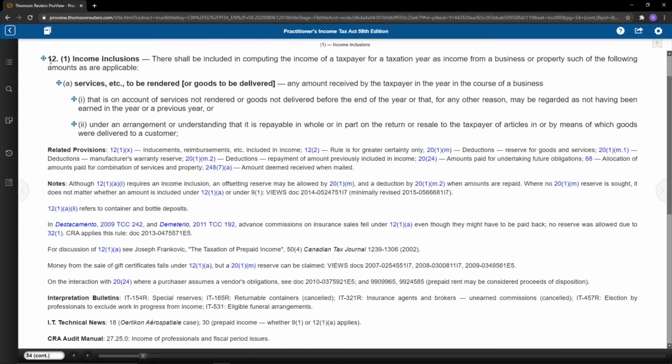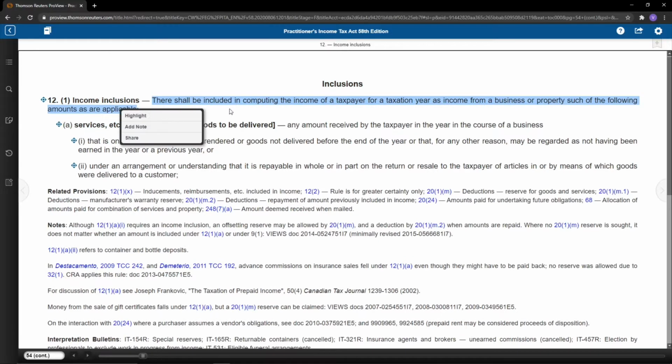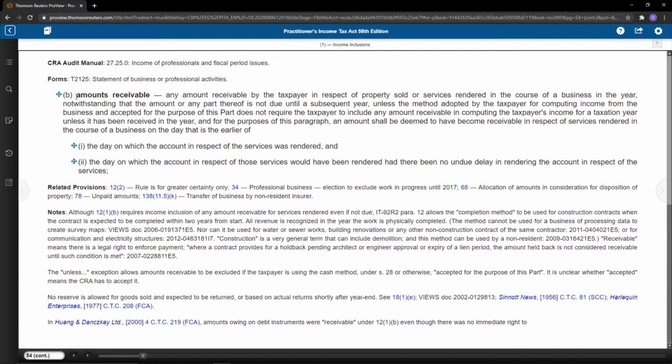Let's go on to subdivision B, section 12, subsection 1, income inclusions. There shall be included in computing income, the following amounts as are applicable. If we go to paragraph B, we get to amounts receivable, any amount receivable. So there are a lot of things a business needs to include, including amounts receivable. This implies an accrual basis of accounting for a business.